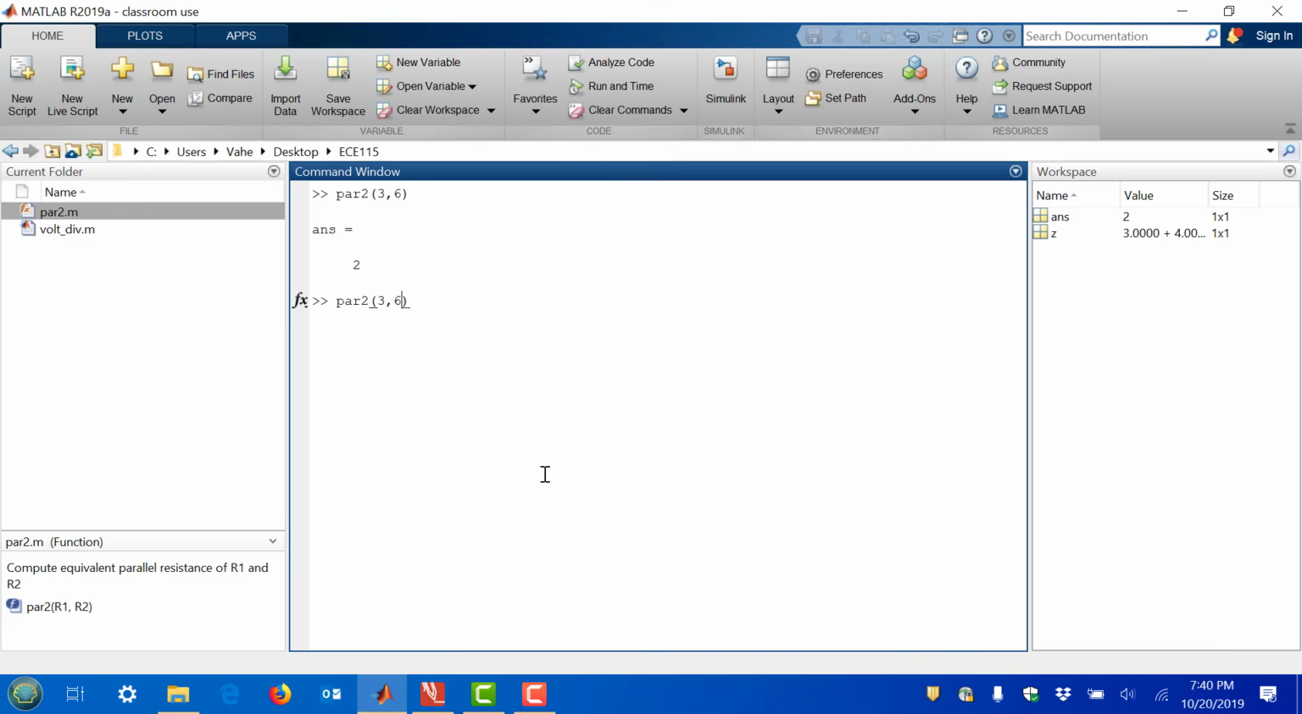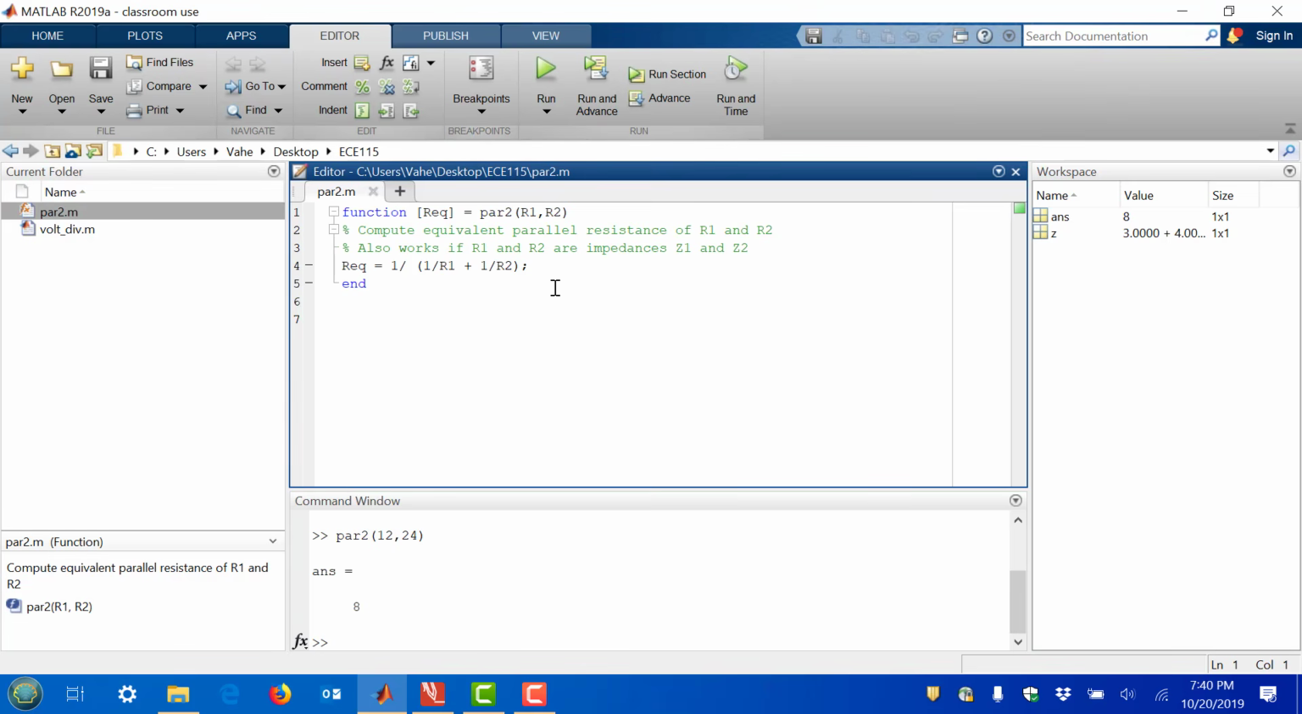Okay. I can try different things. I can say, okay, let me put in 12, 24. Who knows what that is, right? Apparently it's 8. Anyway, you can try this and see if it's working, right? But this is the starting point. Remember, the function that actually allows us to do this is this. So this is not a built-in MATLAB function. We just made it ourselves.